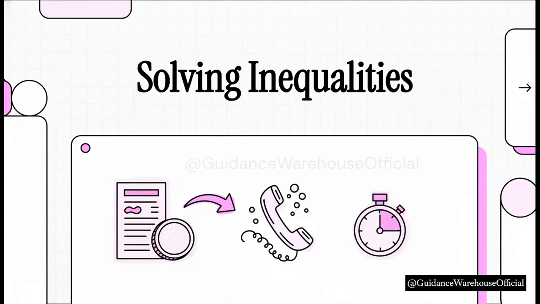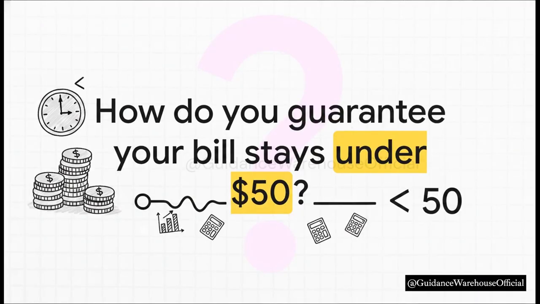Imagine getting your monthly cell phone bill, and you're on a strict, no-nonsense budget. Your plan is exactly 20 bucks a month for 60 minutes of calling, plus 30 cents for every single extra minute you talk. So here's the real-world problem we're dropping right into today. How do you guarantee your bill stays strictly under $50?